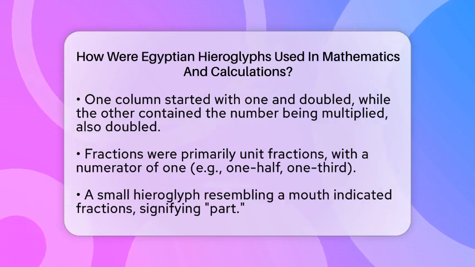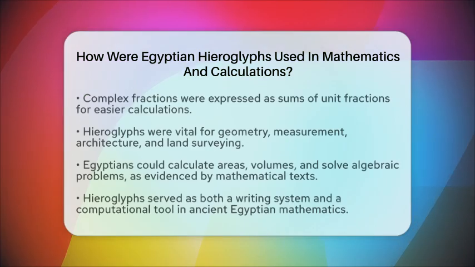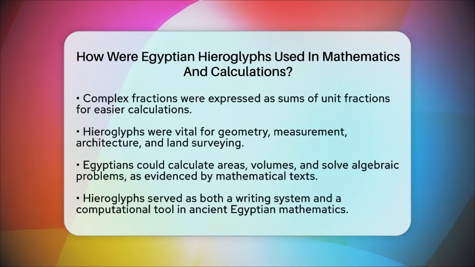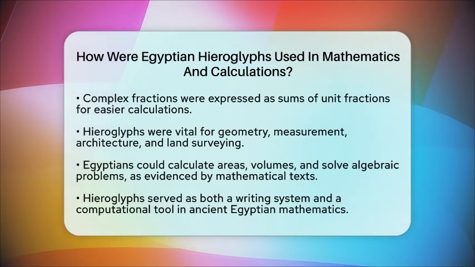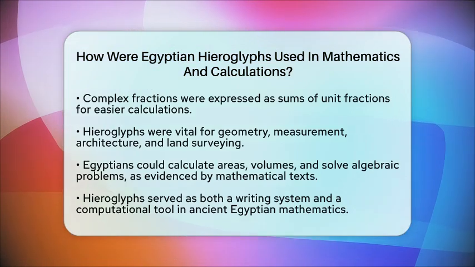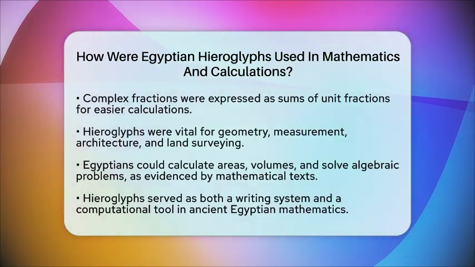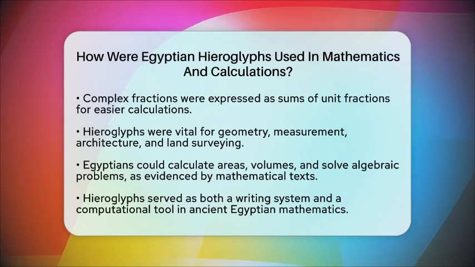These skills were crucial for architecture, land surveying, and managing resources. Mathematical texts and inscriptions show that Egyptians could calculate areas and volumes and solve algebraic problems like linear and quadratic equations. They recorded these calculations using hieroglyphs on papyrus and temple walls, providing archaeological evidence of their mathematical knowledge.